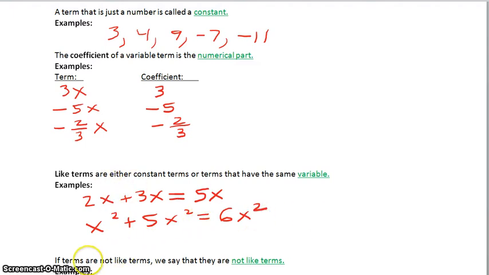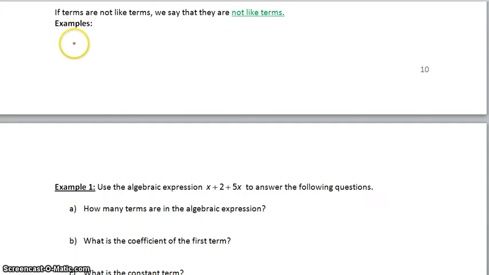Now, if terms are not like terms, we say that they are not like terms. For example, if we have 2x plus 3x to the second power, even though they have the same variable, their exponents are not the same, so they're not like terms. Next, if we have 2x plus 3y, we do not have the same variable, so they're not like terms.